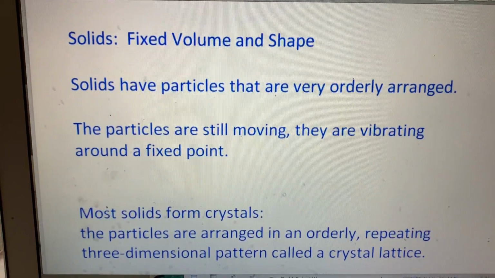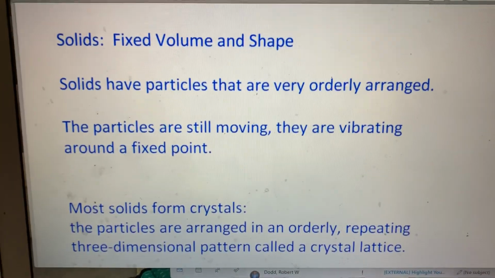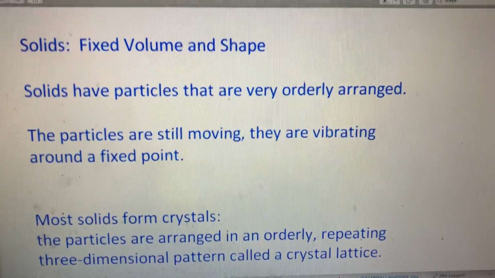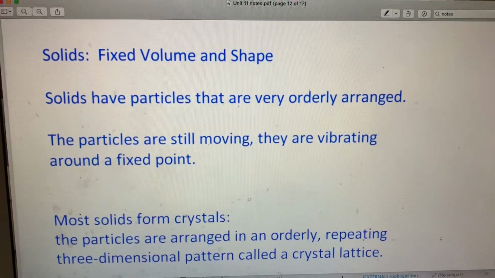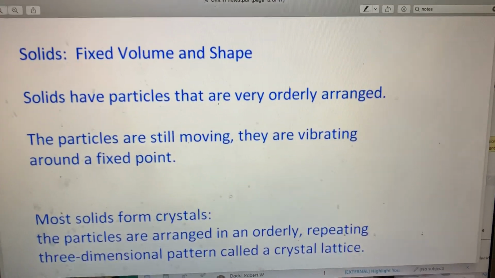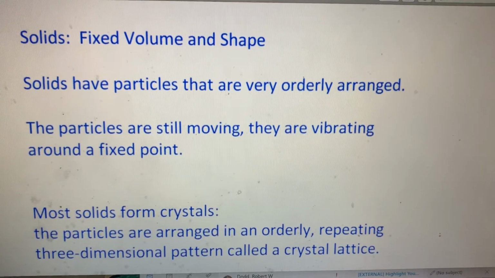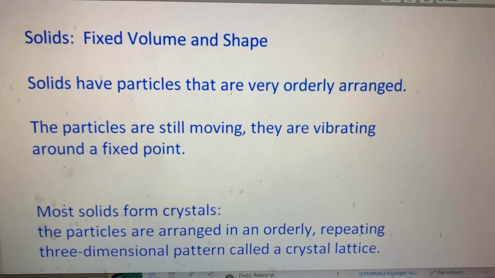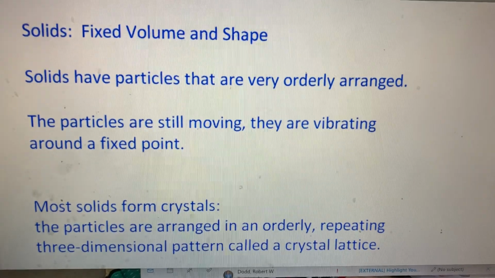All right, so let's talk about solids. Solids have a fixed volume and shape. The molecules, the atoms, are very orderly arranged. Particles are still moving. Remember, kinetic theory tells us that particles are always moving, but we say that movement is really a vibration around a fixed point, which means they're not really moving a whole lot.